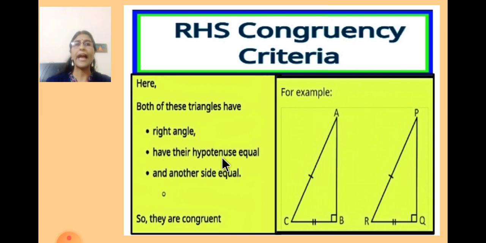Then they should have their hypotenuse equal. You can see this is the longest side of the triangle. This is also the longest side, which is called hypotenuse. So these two sides are equal. It should be equal. And another side also should be equal. So this is the side which is equal. CB is equal to, you can see here, RQ. So here this side is equal to this side. These two angles are 90 degree, and the hypotenuse of this triangle is equal to the hypotenuse of this triangle. So they are congruent by RHS congruence rule.